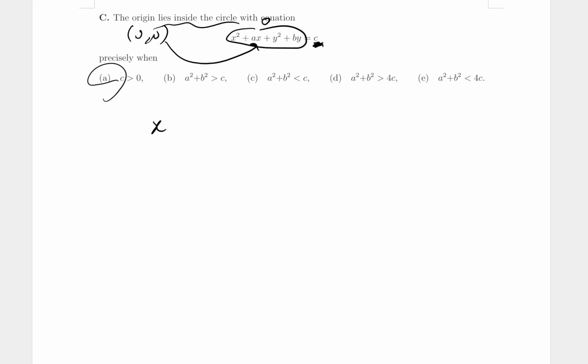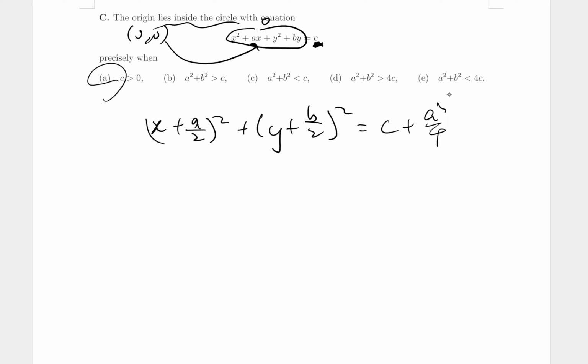So we're saying that x squared... well, we could complete the square straight away. Plus y plus b over 2 squared equals c plus a squared on 4 plus b squared on 4. Cool. So what is the distance of the origin from the center? Well, it's just the square root of a over 2 squared plus b over 2 squared.